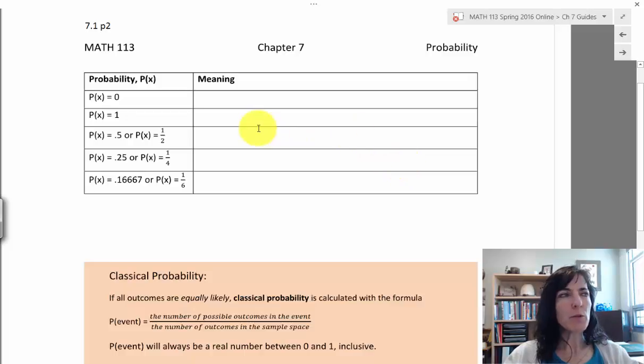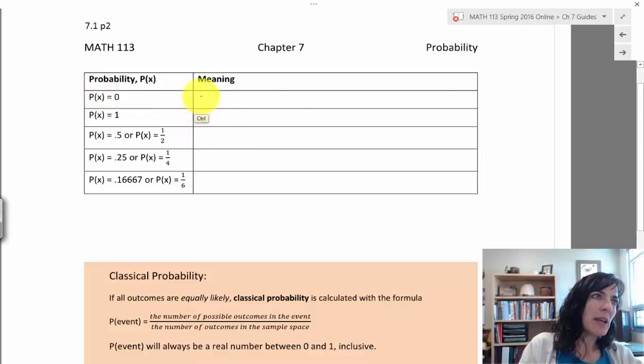So let's talk about some different probabilities and what they mean. The probability, remember, we're representing as P of X, so that's the probability of event X happening. And if we have P of X equals 0, a probability of 0 means that the event is never going to happen. It's impossible. So we would say the event X is impossible.